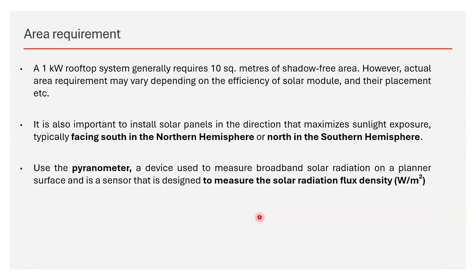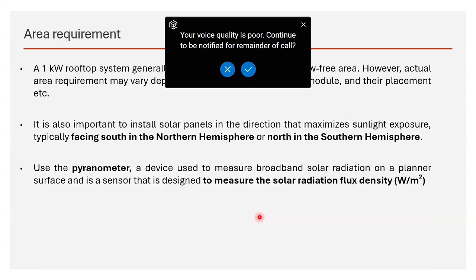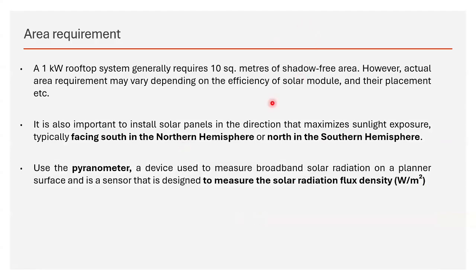Normally the thumb rule is for 1 kilowatt we need approximately 10 square meter of shadow free area. Shadow free means throughout the day, from dawn to dusk, there will be a good amount of solar fall. That is, there should not be any shadow.